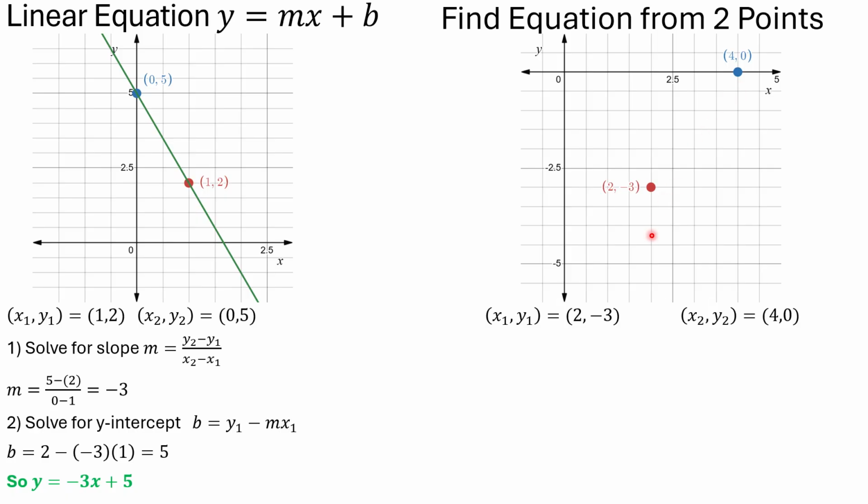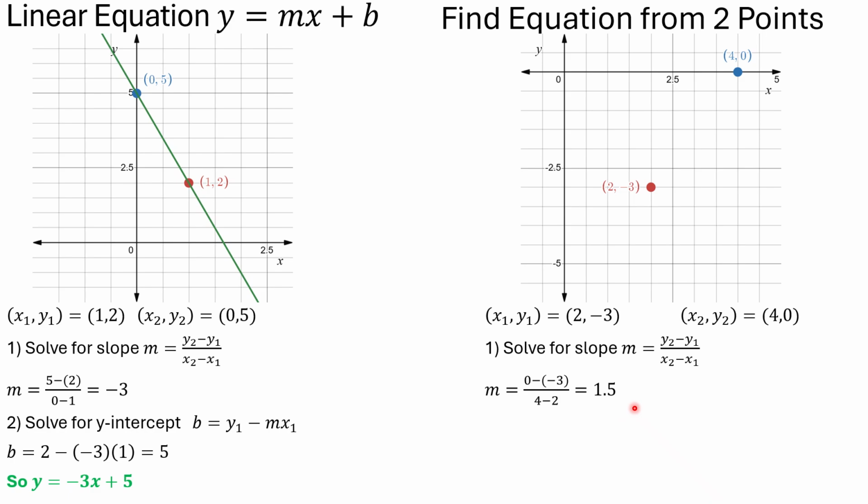Sometimes you won't be able to draw a graph. All right, so rise over run, y2 minus y1, that would be 0 minus -3, divided by our run, 4 minus 2. So minus -3 will give us +3, over 4 minus 2, which is 2. So 3 over 2, or 1.5.